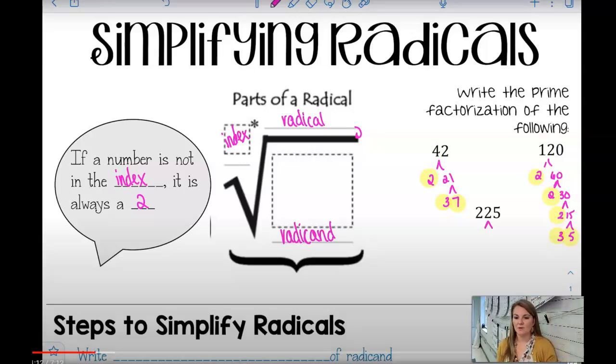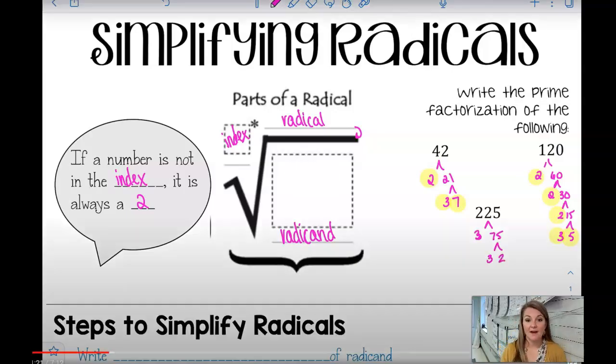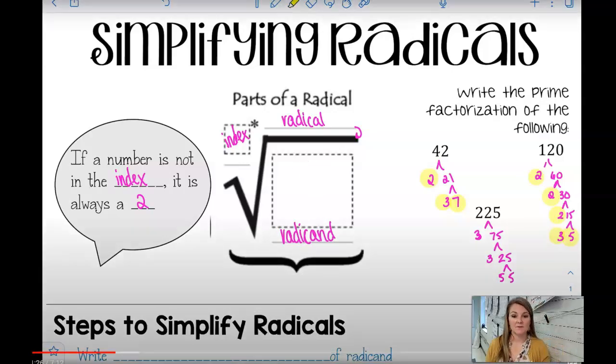225 divided by 3 is 75. So 75, again, can be divisible by 5 because it ends in a 5. But I'm going to go with the 3. So that's 3 and 25. 25 is 5 and 5. So each one of those are my prime numbers. 3, 3, 5, and 5, they're all prime. 3 times 3 times 5 times 5 will give me back 225.